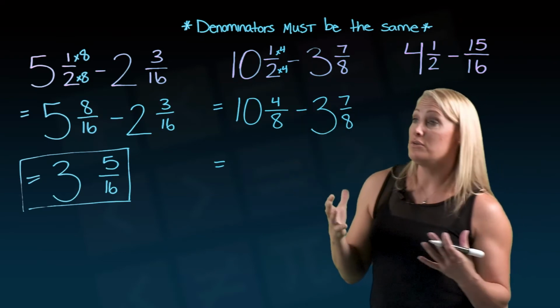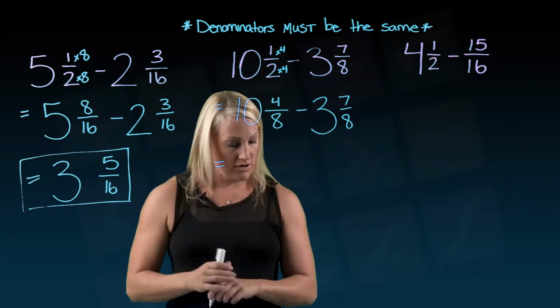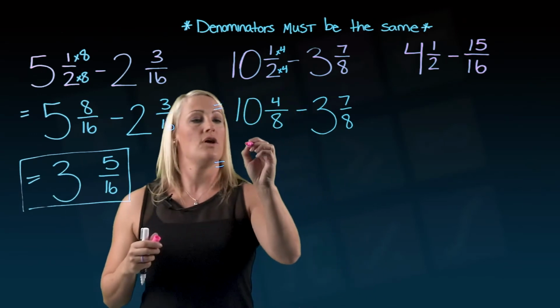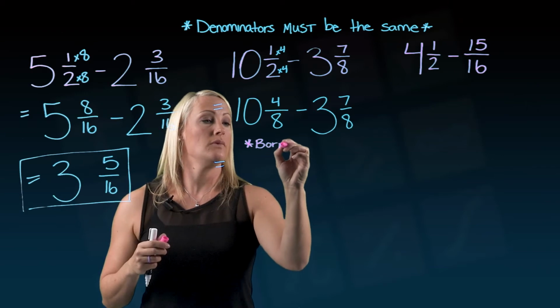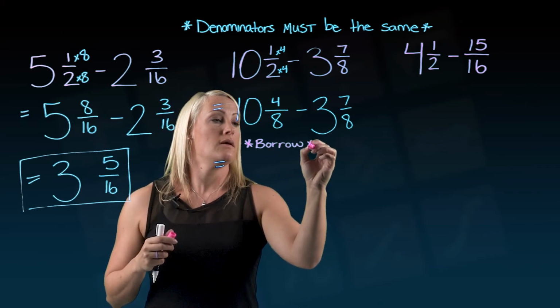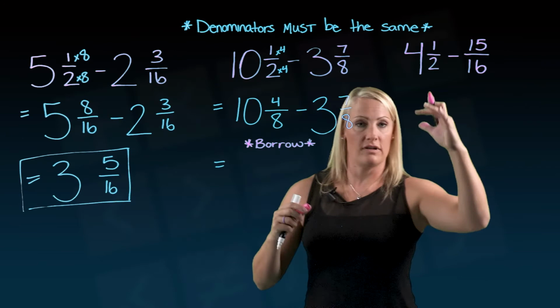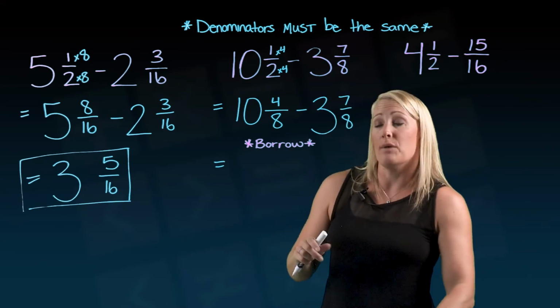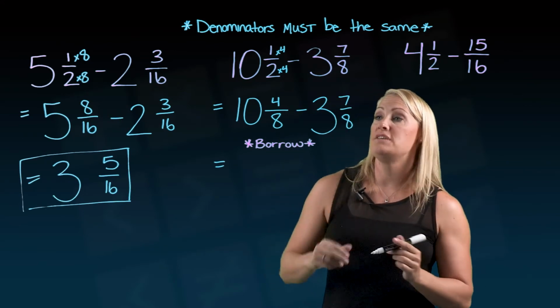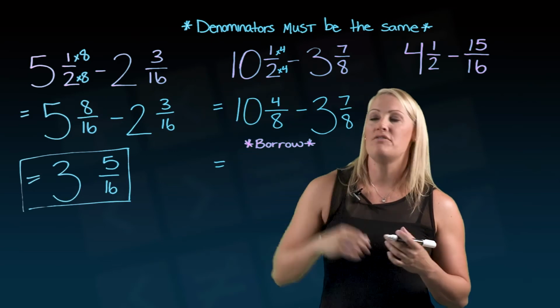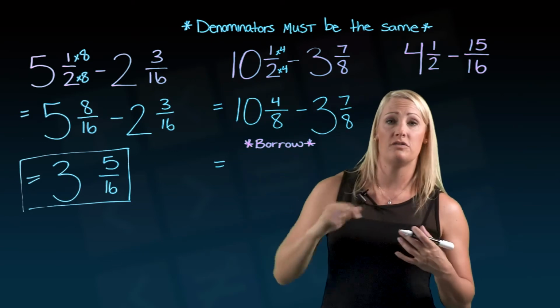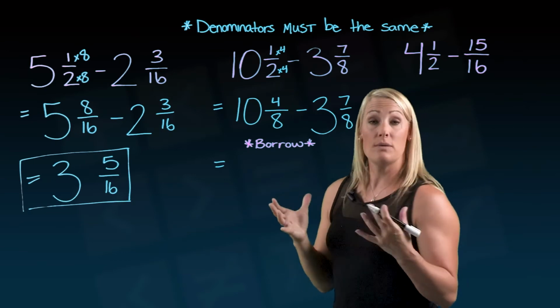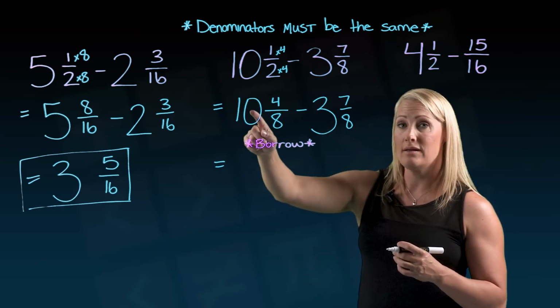So what we're going to do, and I'm going to write it here in a different color just so it stands out, is borrow. If you've ever done long subtraction, borrowing comes up there as well. So we take a look at this and we say, okay, 10 and 4/8, that's not going to work for us because that 4 is too small to subtract a 7 from. So what I'm going to do is borrow 1 from that 10.